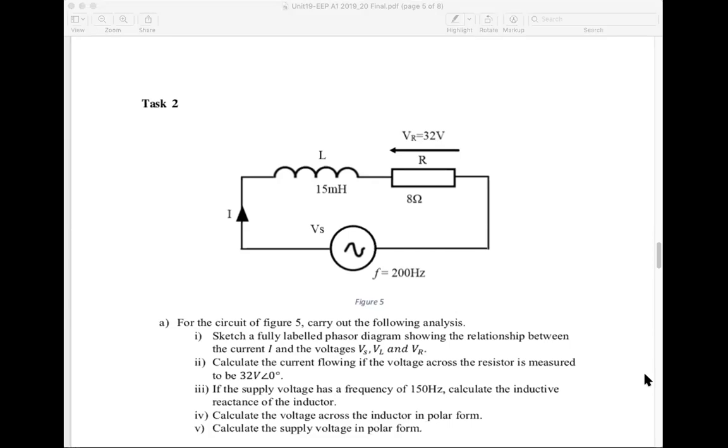What was the name of the set of notes where we did that? Series RL circuits. Yes. Where's that? I haven't got that one. It'll be capacitors and inductors in AC circuits. Ah, yeah, sorry, I've got that one.